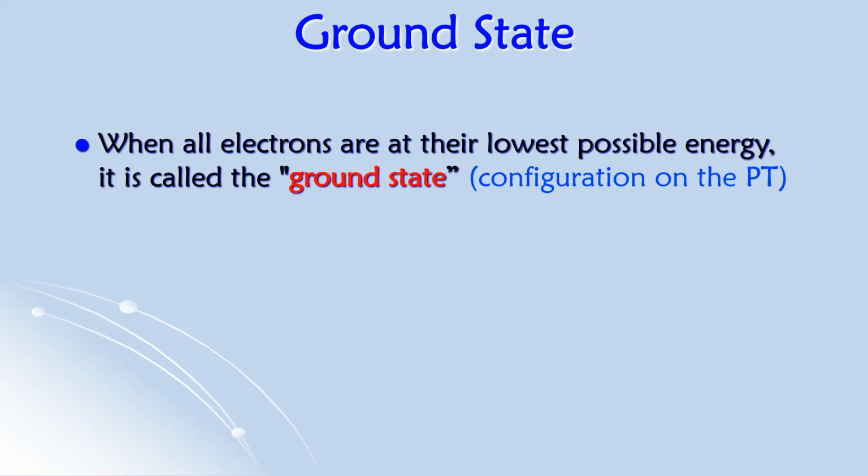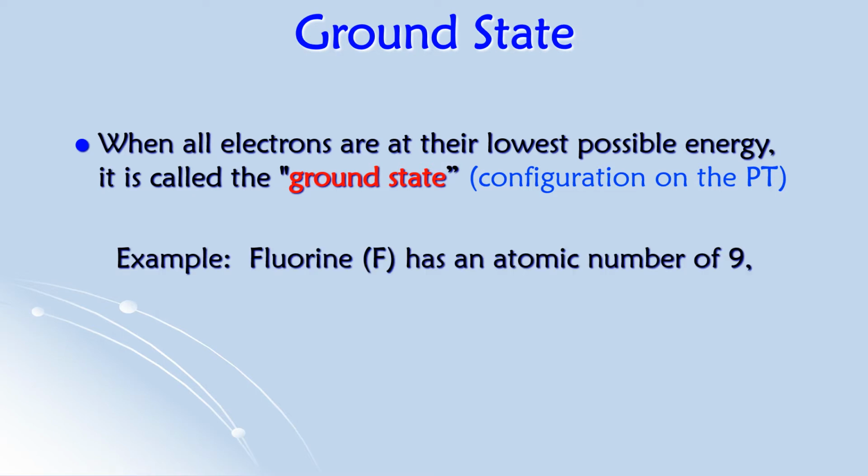So ground state is basically the general state in which the electron is normally found. When we talk about the ground state configuration, that's the configuration that you find on the periodic table for any element. So for example, when we look at fluorine, its ground state configuration would be 2, 7 because it has 9 electrons. So the first 2 are going to be in the first orbit, the next 7 are going to be in the second orbit.